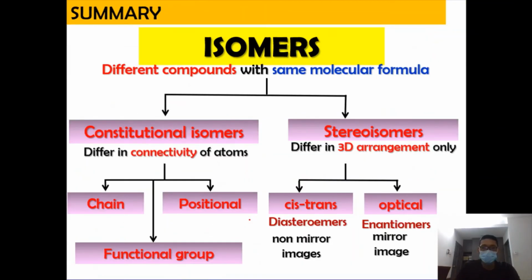This is the summary of what I have just taught. In this video, I focused on the constitutional isomers. We have chain, positional, and functional group isomerism, and we also did one question regarding the combination of all these three. In the next video, we're going to go into the stereoisomers, which focus on cis-trans and optical isomers.